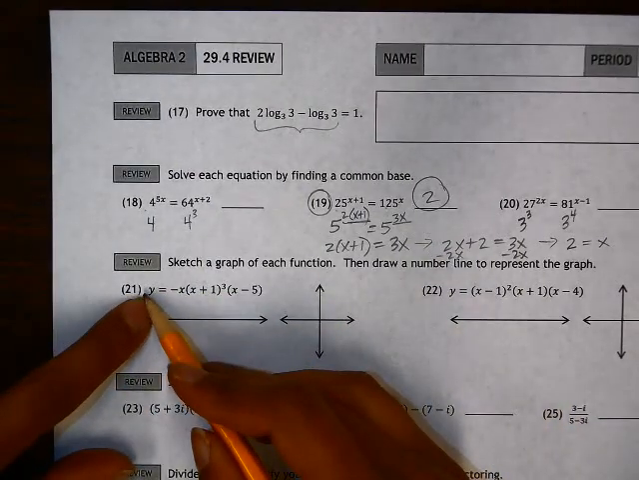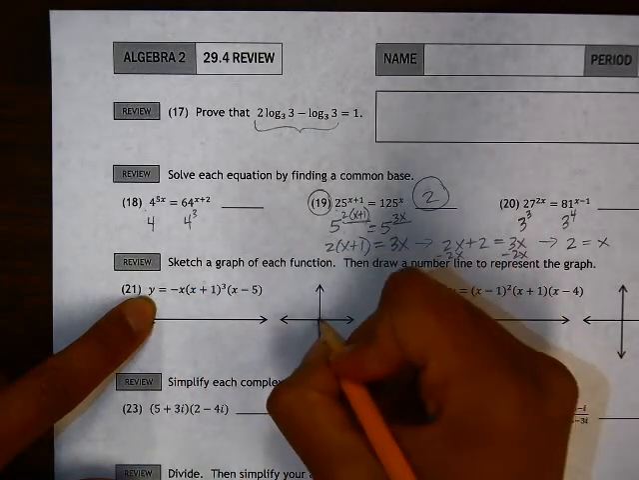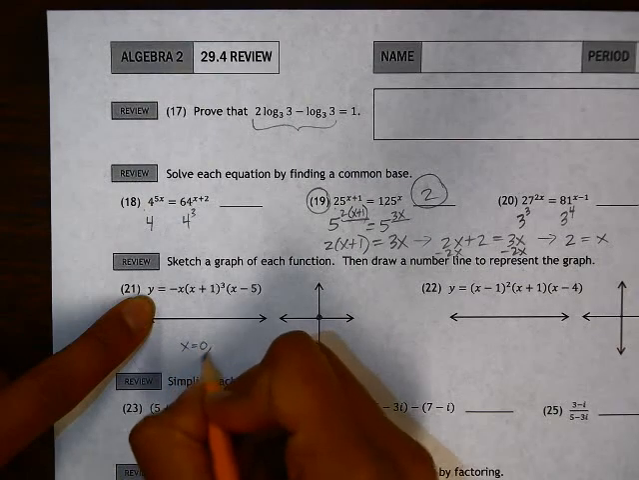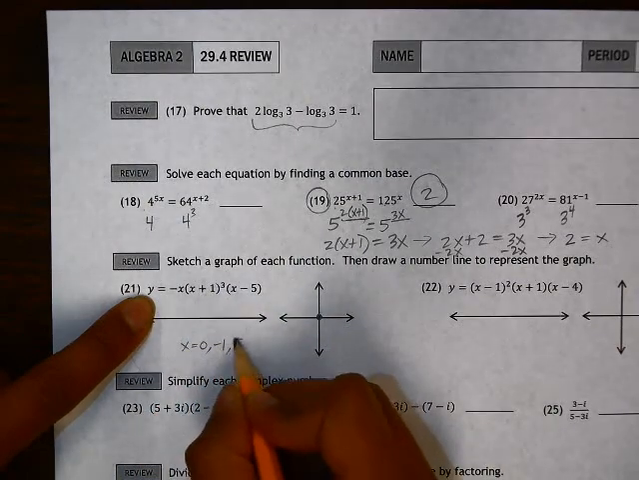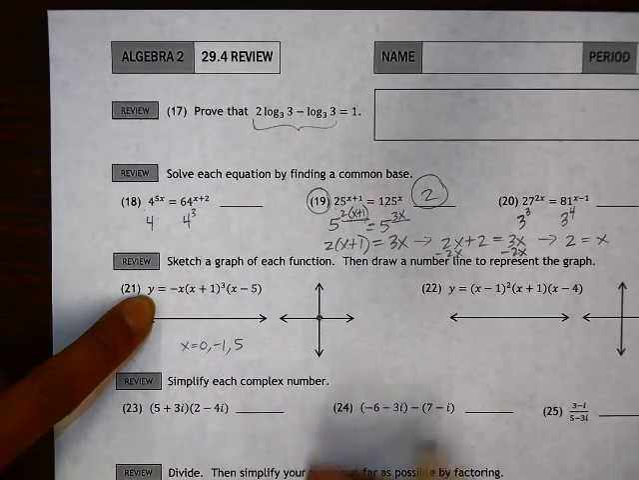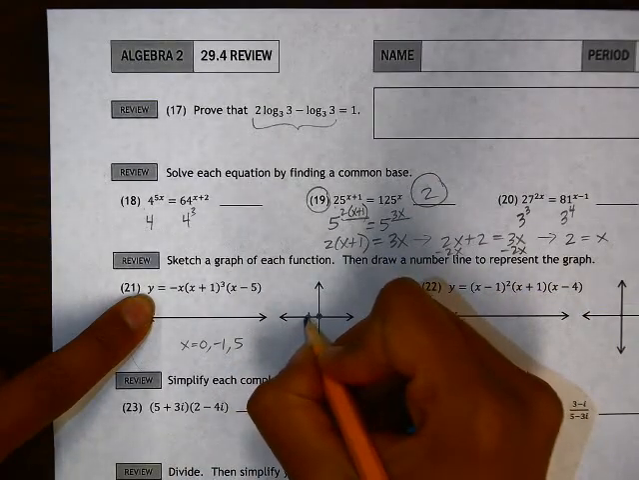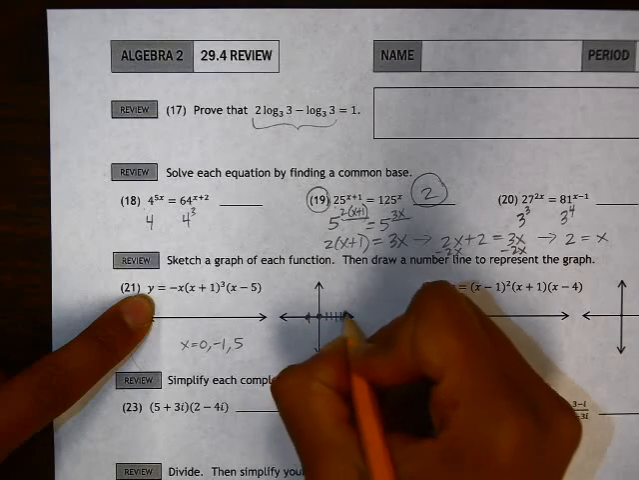So if we set y equal to 0, x is either equal to 0, -1, or +5, based on the zero product property. So let's plot the x-intercepts at 0, -1, and +5.